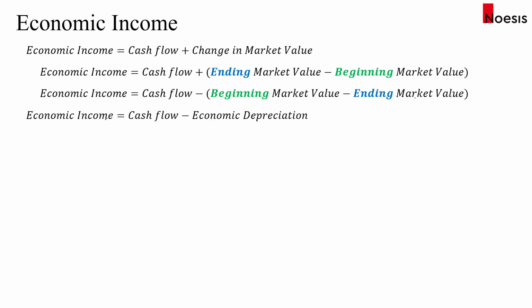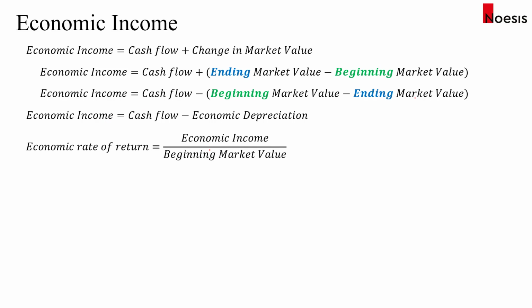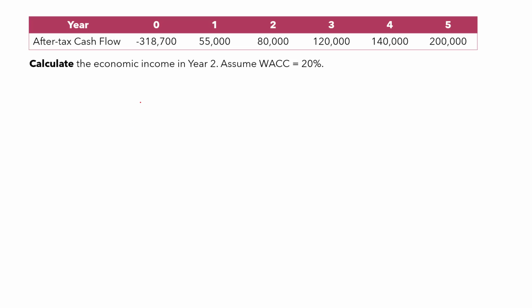Now, if we were to take the economic income divided by the beginning market value, we would get what we call the economic rate of return. Now, let's look at an example. We have the after-tax cash flow for a project, for example, for a life of 5 years. So there is an initial outlay followed by cash inflows for that period of 5 years.